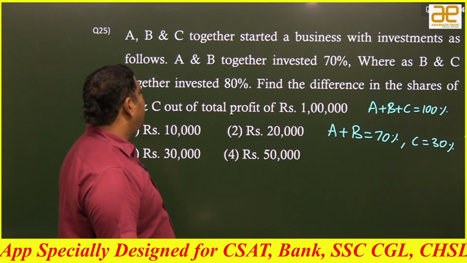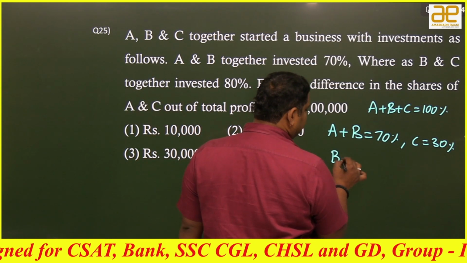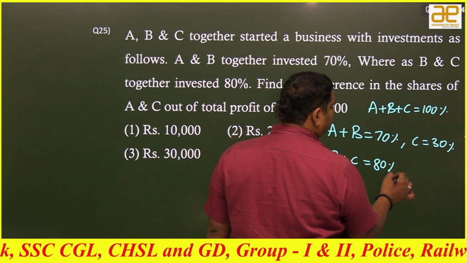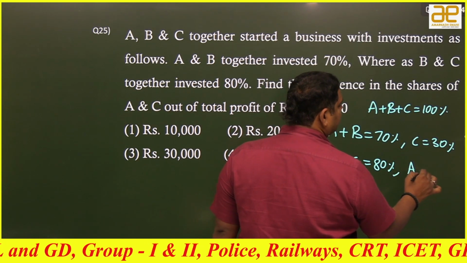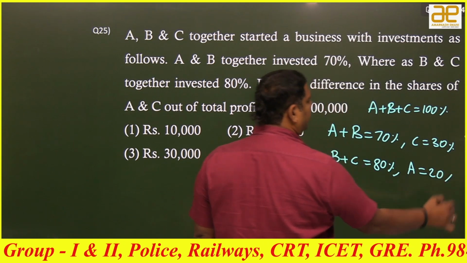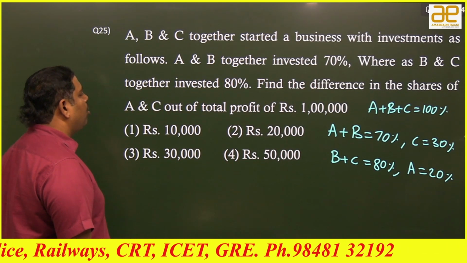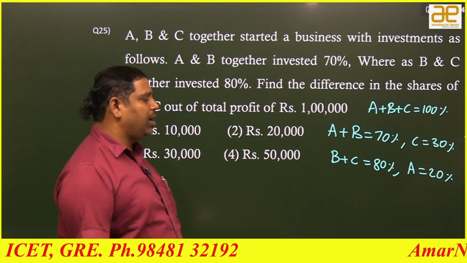Next one. Whereas B and C together invested 80%. Okay. B and C together invested 80%. So what I can conclude from here? Sir, B and C 80, total is 100 means A alone 20%. Okay. Next one. Find the difference in the shares of A and C out of the total profit of 1 lakh rupee. 1 lakh rupee.